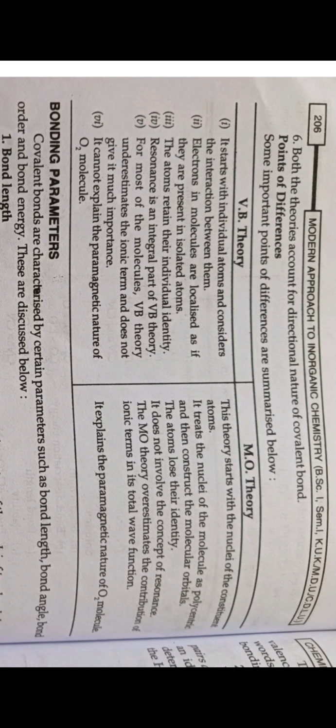Valence bond theory. It starts with the individual atoms and considers the interaction between them. Electrons in the molecule are localized as they are in isolated atoms. Third, the atoms retain their individual identity. Resonance is an integral part of valence bond theory. For most molecules, valence bond theory underestimates the ionic term and does not give it much importance. It cannot explain the paramagnetic nature of the O2 molecule.